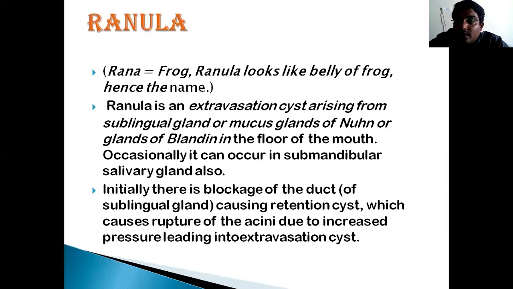See, this is the short question for you. Ranula is an extravasation cyst arising in the sublingual gland or the mucous gland of Nuhn in the floor of the mouth. How does it happen initially? There is a blockage of the duct, causing duct obstruction. Then the fluid goes into the cyst, a retention cyst. If it enlarges, what will happen? It will rupture.